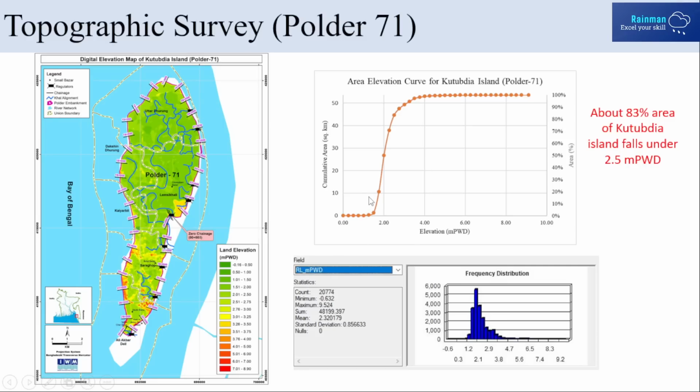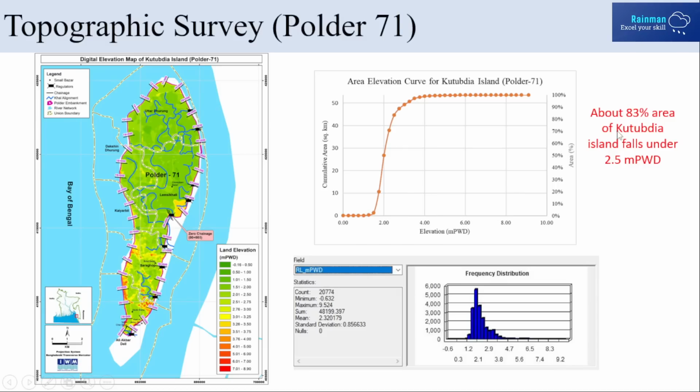So in this curve, we are seeing in the y-axis is a cumulative area, and the x-axis is elevation, and the secondary y-axis the area percentage. This area percentage is cumulative area percentage. Later on, I will show you how to prepare this area elevation curve. At first, let's understand this curve.